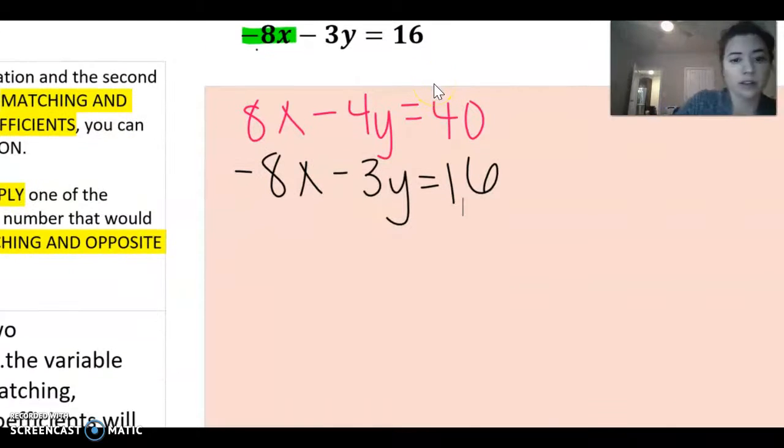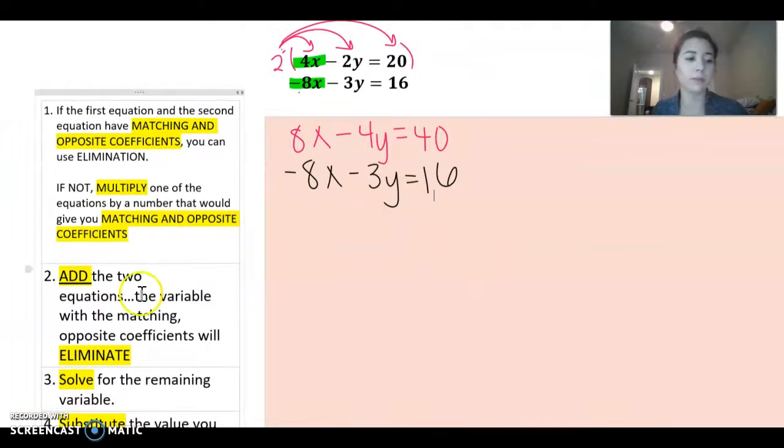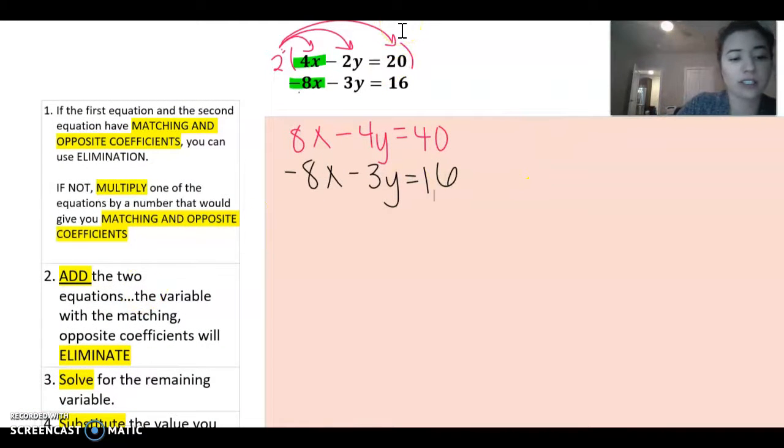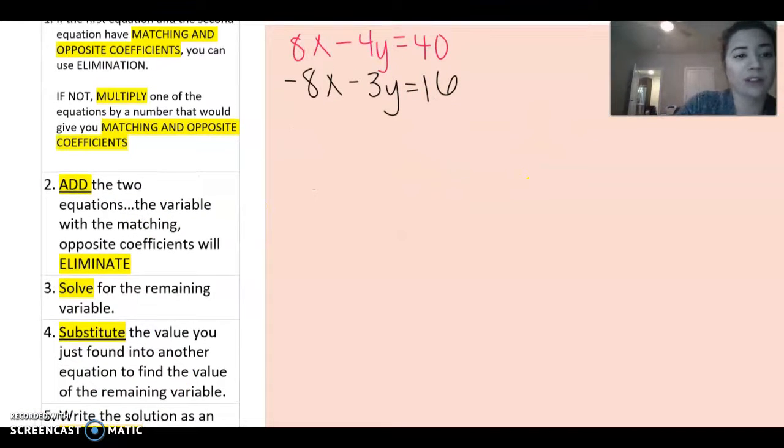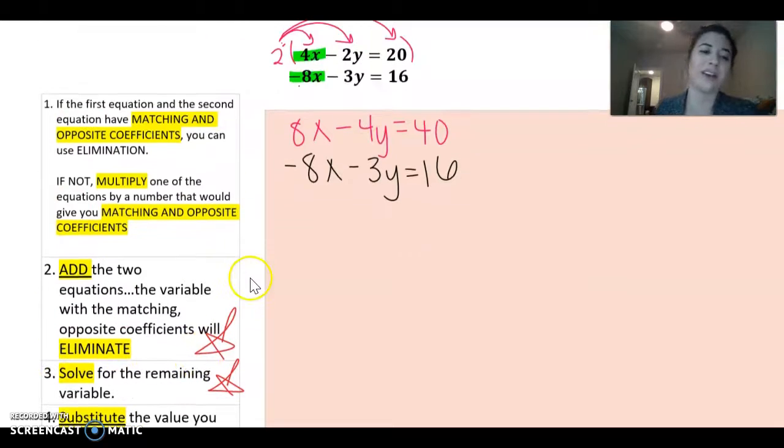All right, go ahead and do next step, step 2. Add your equations together, and then I want you to also do step 3. So right now, do step 2 and 3. Add the equations together, solve for that variable, and then come back when you're ready. Pause me now.